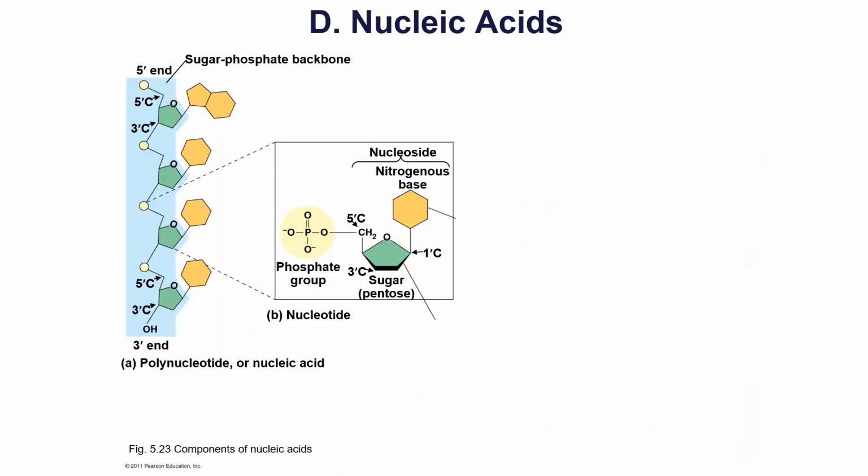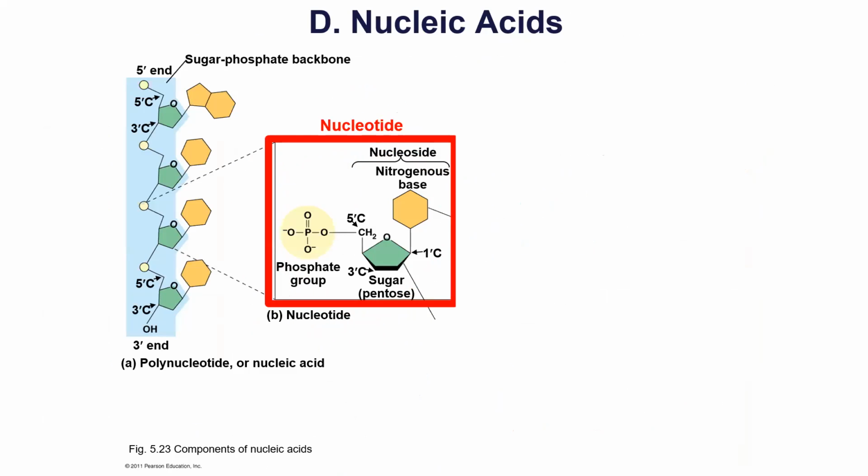Okay, let's talk about nucleic acids. So nucleic acids are, the subunits are nucleotides. So this here is a nucleotide. Take a good look at that nucleotide there. Right here in the middle, we have a sugar. So nucleotides have sugars in them. We call this sugar a pentose sugar because it has 5 carbons in it. And so you could have ribose or deoxyribose.